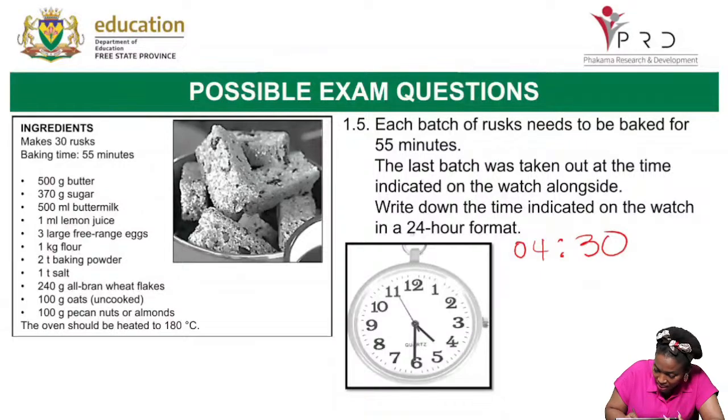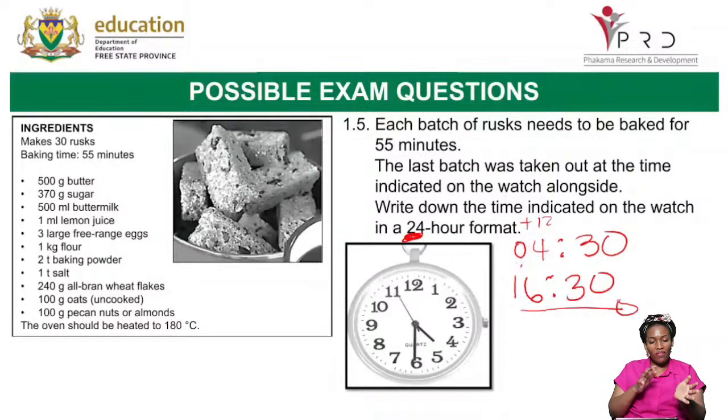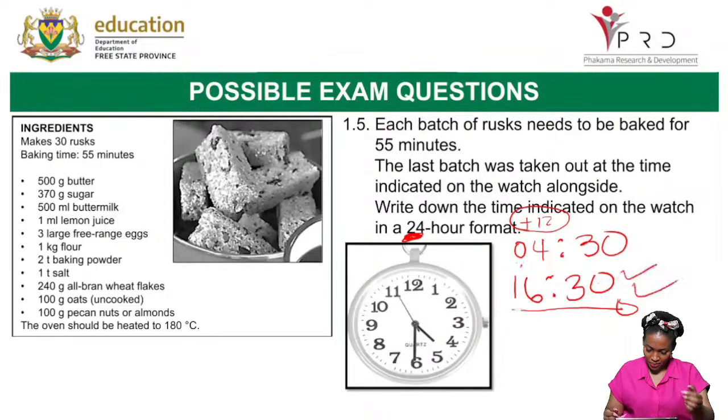But because now we want it in the 24-hour format, you just add 12 to your hours. So when I add 12 there, it is 16:30. If you want to convert from your 12-hour to your 24-hour, the key is just to add 12 hours on your number of hours. So the correct answer here is 16:30.